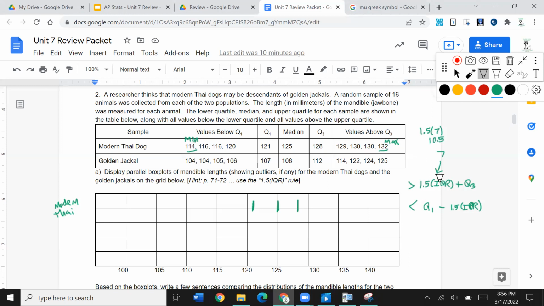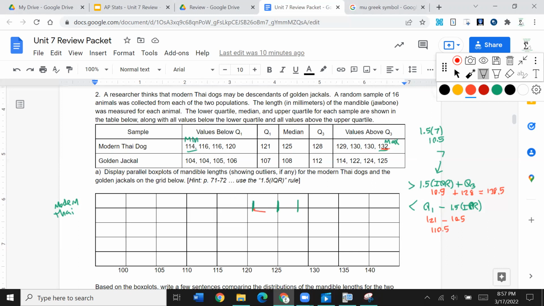So if I add 10.5 to Q3, that's 128 plus 10.5. So anything above 138.5 is an upper outlier. We're good here. Anything below, let's see, 121 minus 10.5, so anything below 110.5 is a lower outlier. So there are no outliers here.